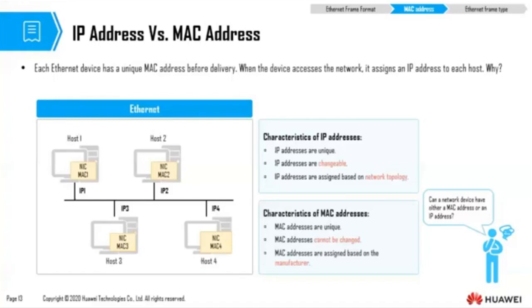Again, how do computers or hosts on a network learn about the MAC addresses of their counterparts? Through which protocol? ARP, right? Through ARP. Can ARP work without an IP address? It cannot work without an IP address.